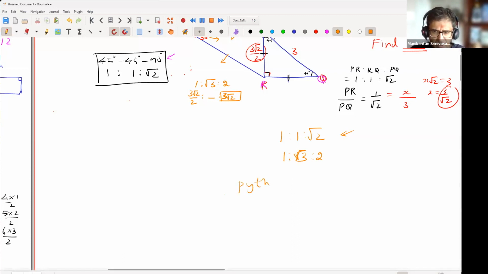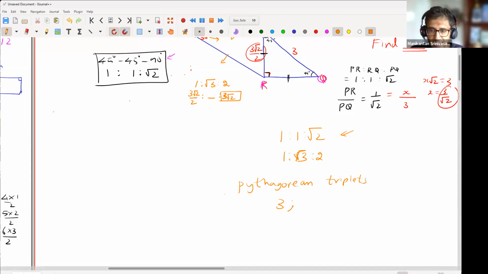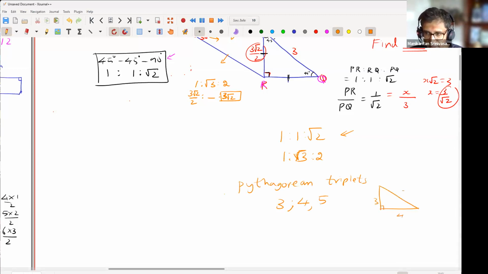So let's talk about Pythagorean triplets. The triplets that you would have normally studied would be things like 3, 4, 5, a right angle triangle. You guys would have commonly encountered it, right? 3, 4, 5 is a very common right angle triangle. 3 square plus 4 square is 5 square. We all know that 9 plus 16 is 25. But there are other triplets also.